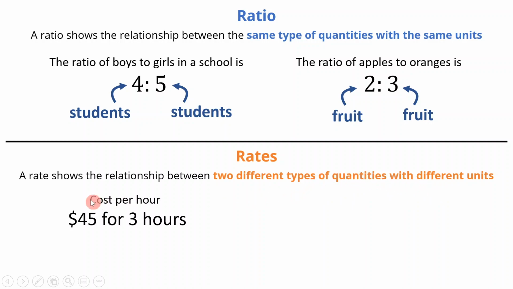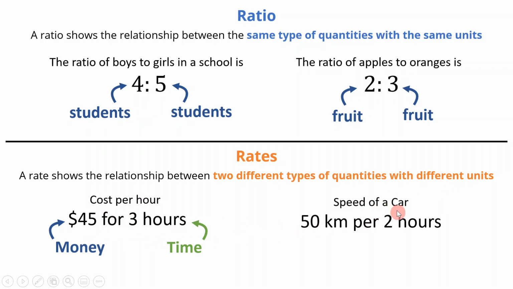So let's look at some examples here. Cost per hour. So for example, if you got paid $45 for 3 hours of work, well, as you can see, on one side we have money, well, on the other side we have time. These are different types of quantities with different units, money and time. So too, the speed of a car, 50 kilometers per 2 hours. You've got distance on one side, kilometers, and you have time on the other, hours. So a rate is the relationship between two different types of quantities with different units. And that's the distinguishing thing between rates and ratios.